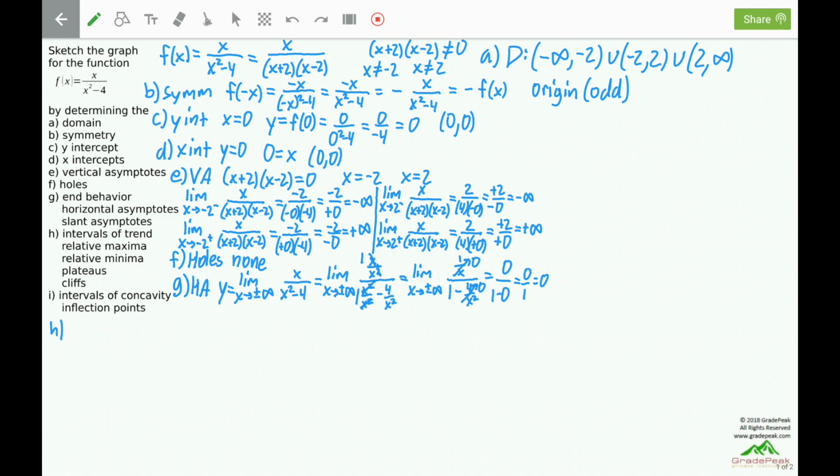For part H, we want to determine the intervals of trend, relative maxima, relative minima, plateaus, and cliffs. All of this involves the first derivative, f prime of x. We will take this from f of x. We do not want to use the fully factored version. The original version will be the better version to use here. It is a quotient of two expressions of x, so we will need to make use of the quotient rule. This will require a little bit of room, so it can be worked out on another page.